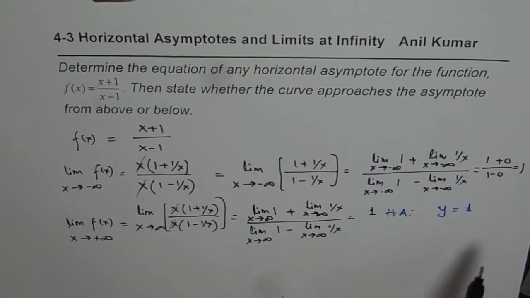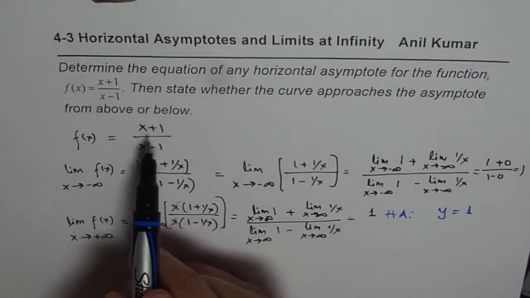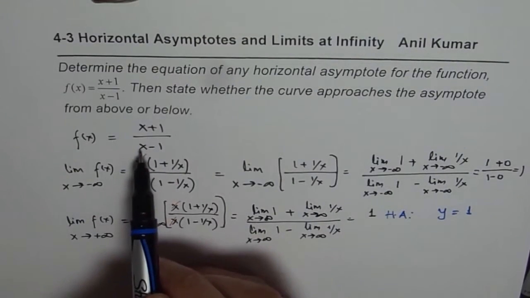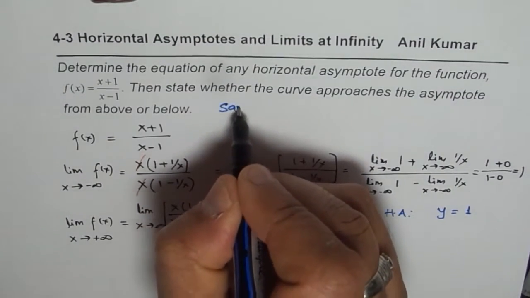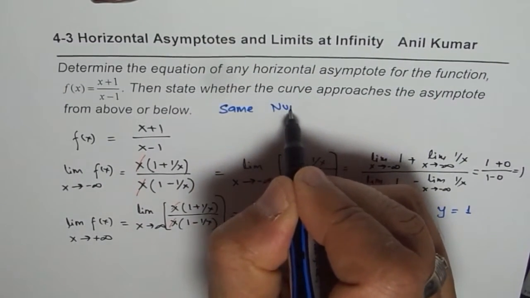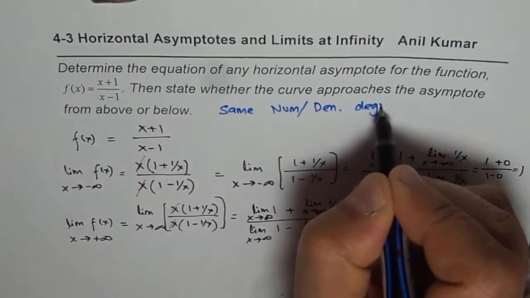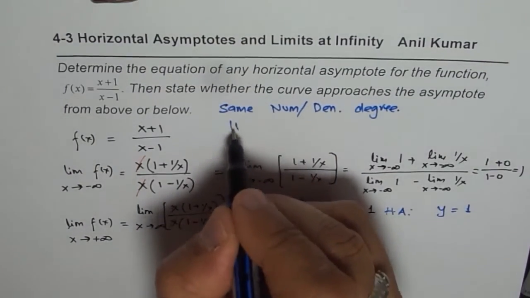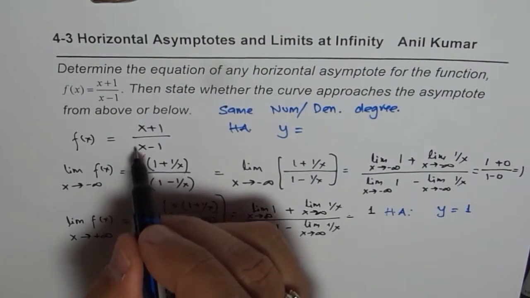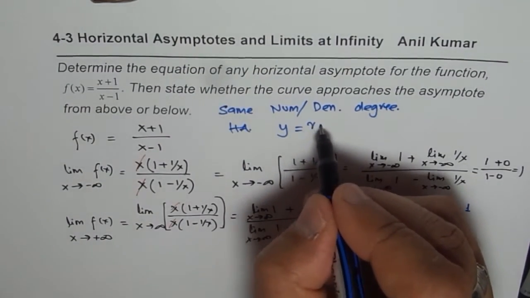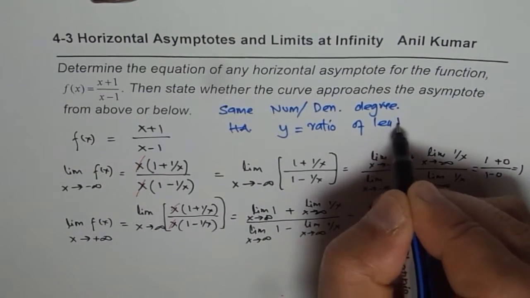What you notice here is, whenever you have a function like this, where the degree of the numerator and denominator is the same, in that case, the horizontal asymptote will be y equals the ratio of their leading coefficients, right?